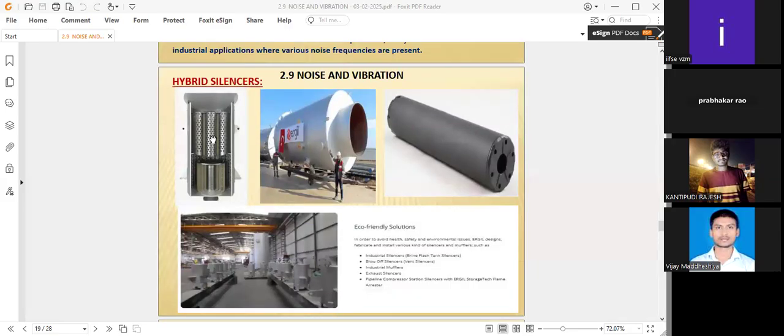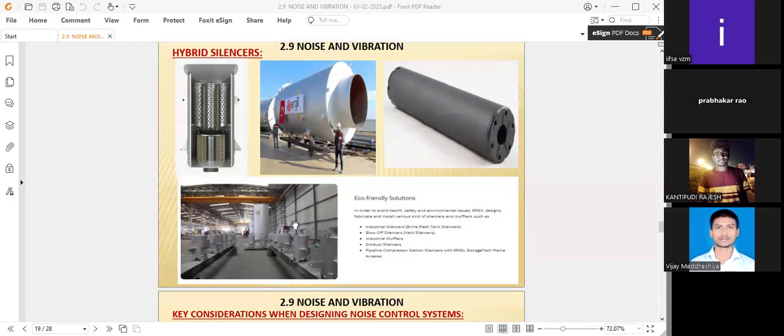These are the designs: one is absorber, and reactive is also taken care of. This is one structure. You know that guns and pistols have a silencer like a tube where we can bring the noise level almost to zero. No sound will be exposed to the employee or surroundings.